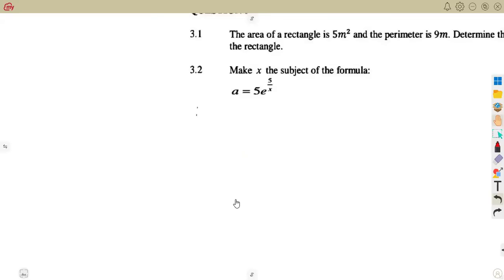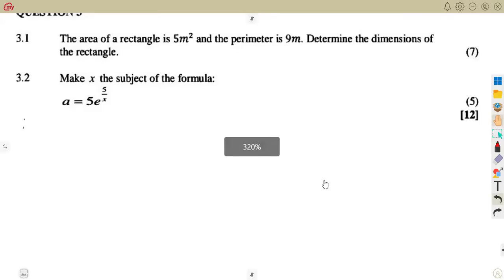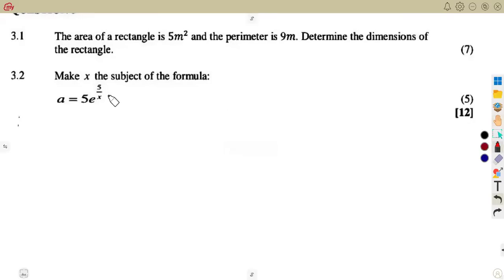All right, no problem, guys. Make X the subject on this type of equation, guys. Now I don't know how many times they repeat this type of equation. It's just a repetition, guys.